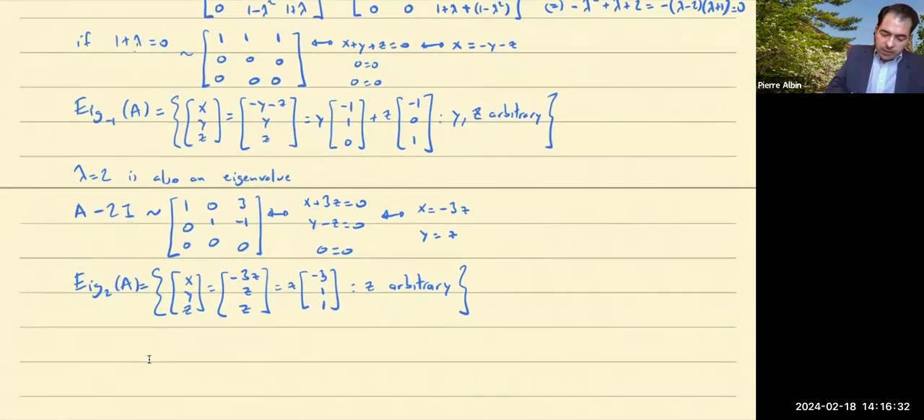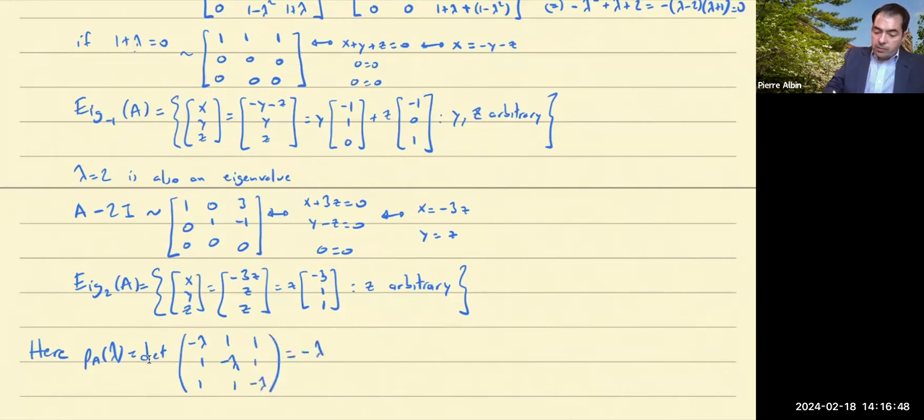Let me point out here, if we had wanted to start by finding the eigenvalues, we would have computed the characteristic polynomial, right, which is minus lambda cubed plus 2 plus 3 lambda, right? Or minus lambda minus 2 times lambda plus 1 squared.